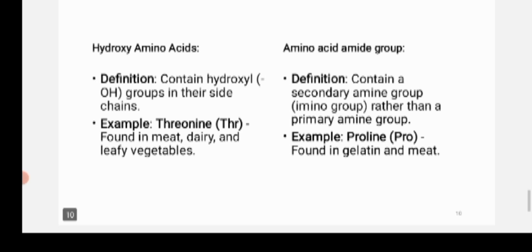Hydrogen and hydroxyl group. Hydroxy amino acid means the hydroxyl group is always present in the side chain, so it is called a hydroxyl amino acid. In the previous type, the sulfur amino acid, the sulfur group is always present in the side chain. Similarly, the hydroxyl amino acid has a hydroxyl group in the side chain. Where is it found? They are easily found in meat, dairy and leafy vegetables. The best example is threonine, short name THR.